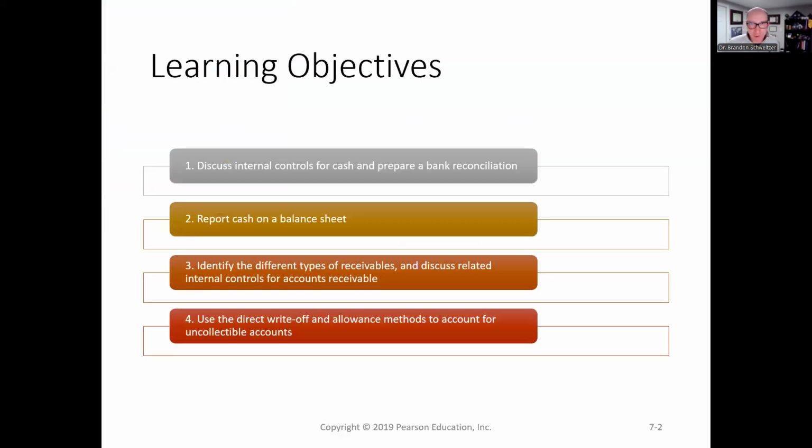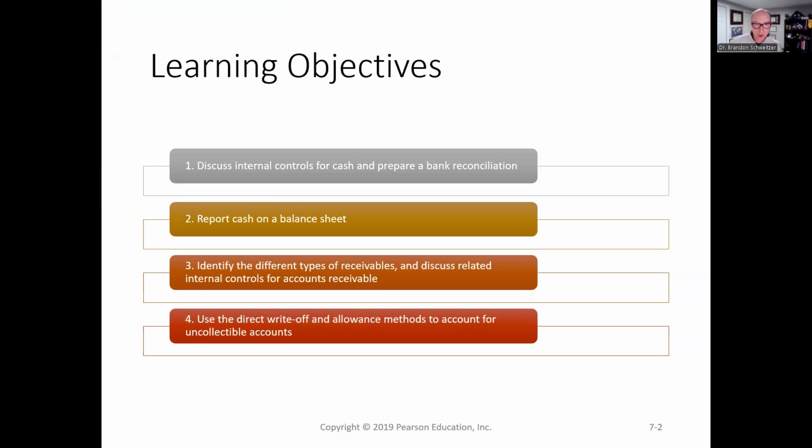With respect to cash and receivables, we're going to talk about a couple of things related to what we talked about last week, like internal controls. We'll carry on that internal controls conversation as we talk about cash and how we control cash. We'll also discuss how to prepare bank reconciliations, report cash on the balance sheet, what that balance means for cash. We'll talk about the different types of receivables, like accounts receivables, notes receivables.